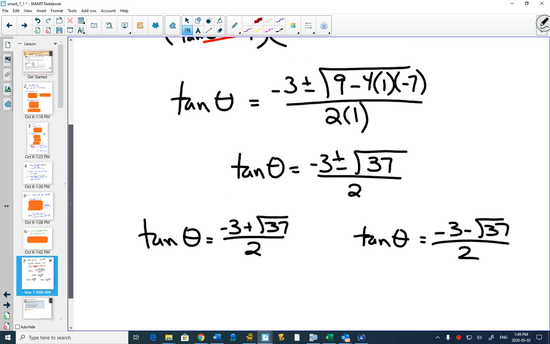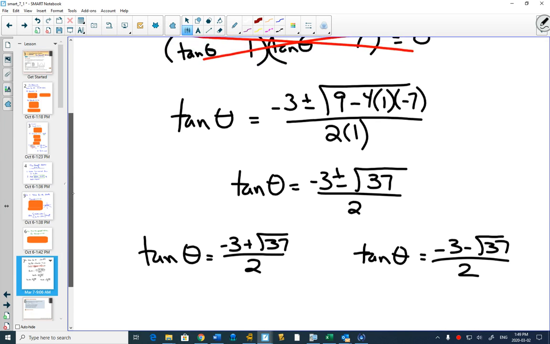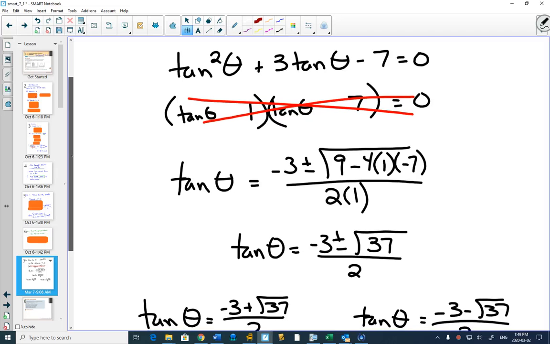I can scroll up. Is that enough? Is it 9 squared? It was a 3. Oh, right.